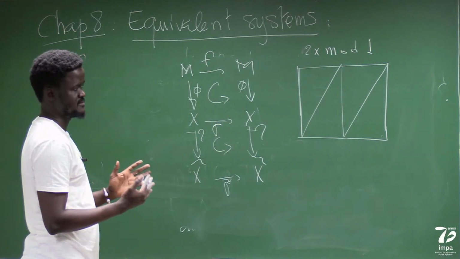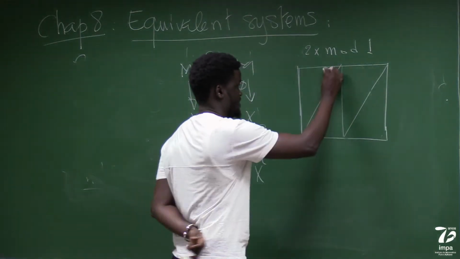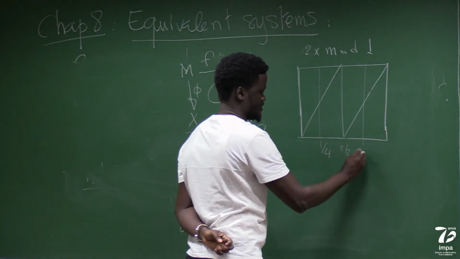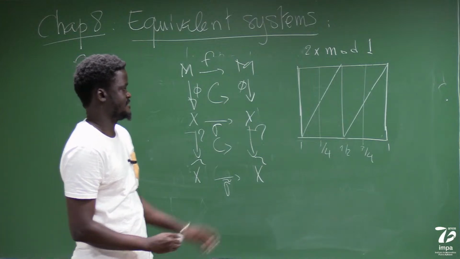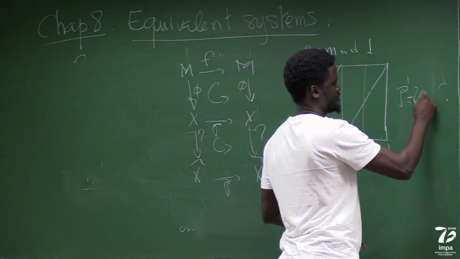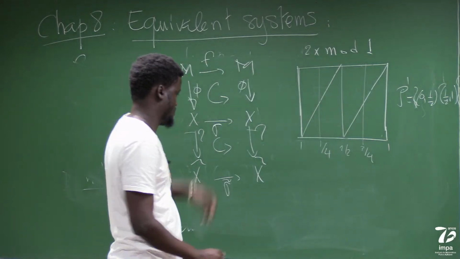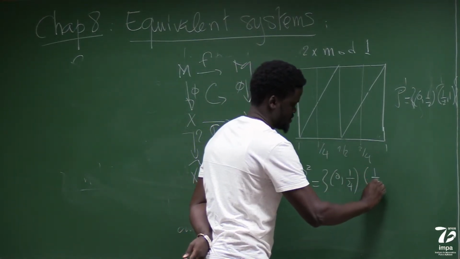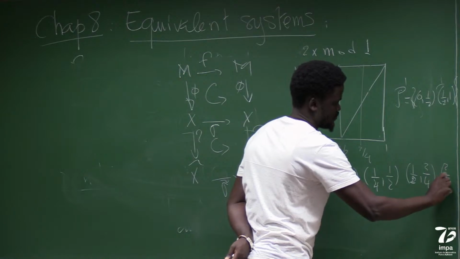Now you might do a refinement of this partition. If I define this, so this is a half, this is a quarter, this is 3/4, this is 1. The original partition P1 just had the elements 0 to a half, and a half to 1. You might define P2, which is 0 to a quarter, a quarter to a half, a half to 3/4, and 3/4 to 1.